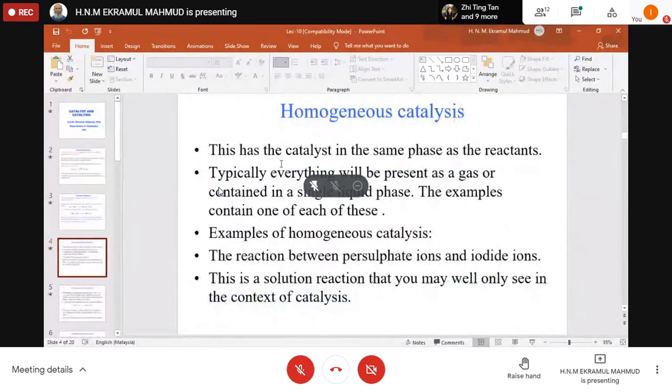Now, homogeneous catalysis: this is where the catalyst is in the same phase as the reactants. Typically, everything will be present as a gas or contained in a single liquid phase. One of the examples of homogeneous catalysis is the reaction between persulfate ions and iodide ions.